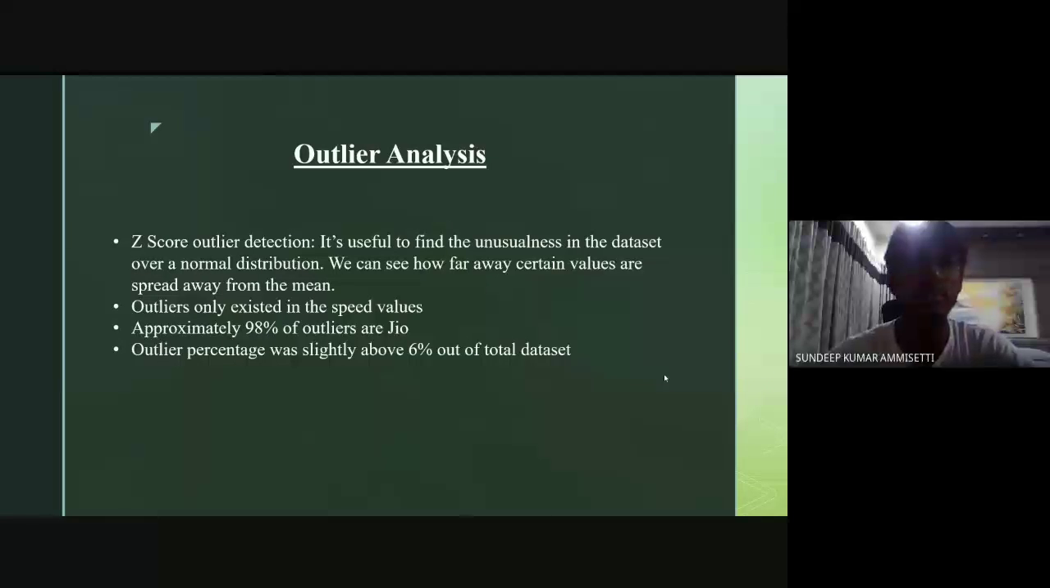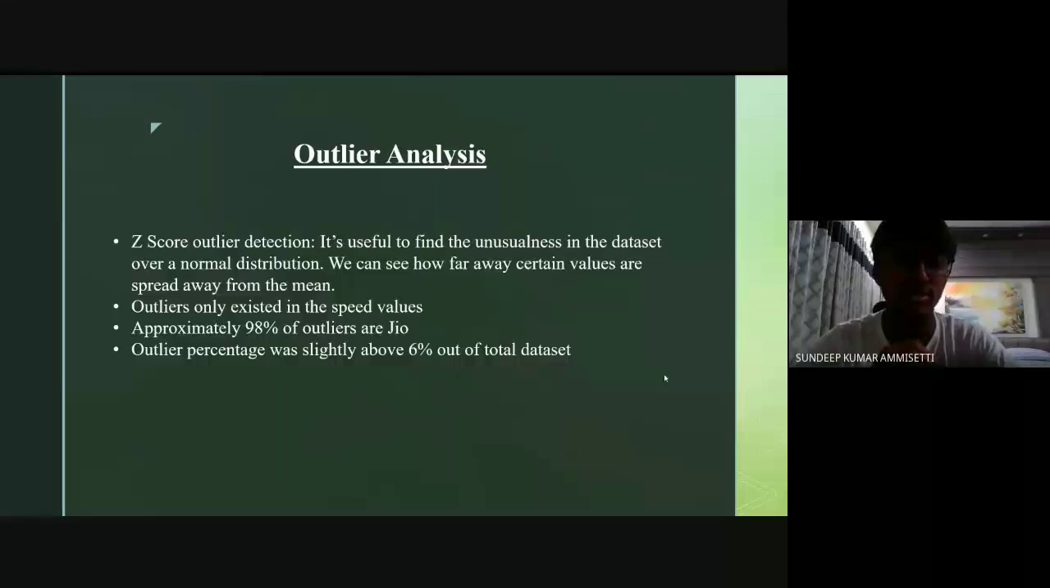Now first, we're coming to outlier analysis. We've used z-score outlier detection since we found it was the best way to find the unusualness in the data set. You can see how far away certain values are spread away from the mean. We set a threshold of z-scores greater than 3 or less than minus 3.